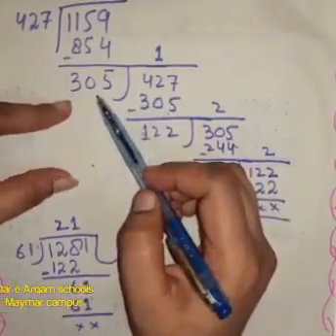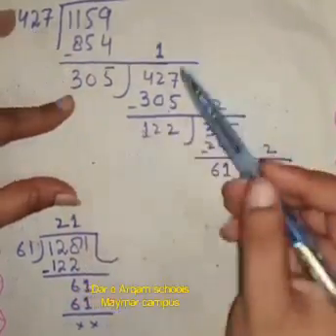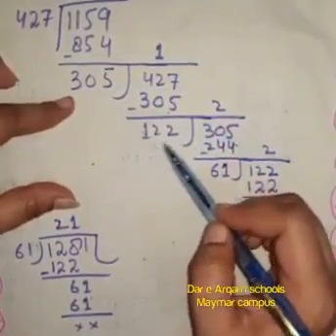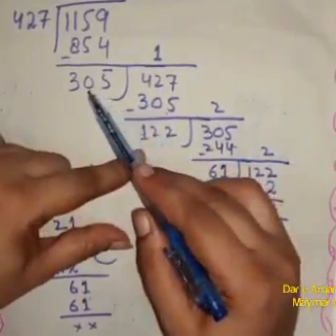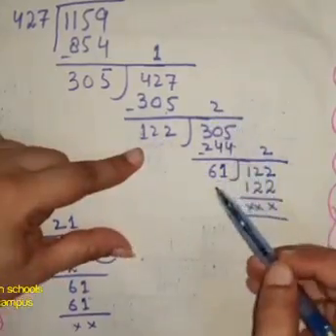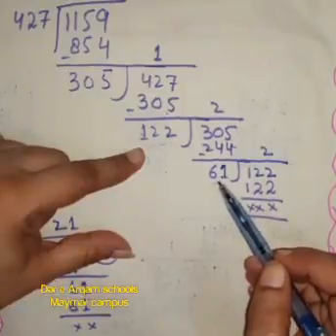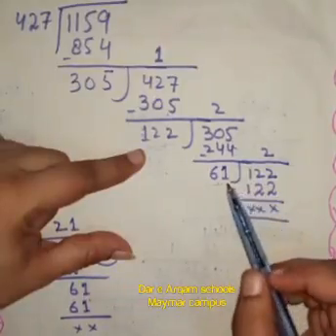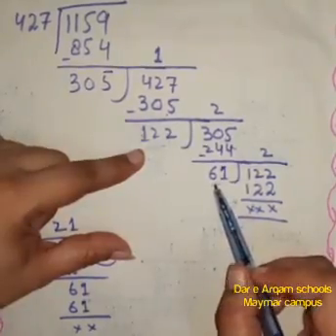When you divide 1159 with 427, you will get 305 as remainder. Now 305, your remainder, will be the divisor, and you will put 427 as your dividend. Now again when you divide, you will get 122 as remainder. When you get 122 as remainder, then you will put 305 as dividend. And now we get 61. You will keep dividing continuously until you get 0 remainder. Where the remainder will be 0, that divisor will be the highest common factor, HCF.